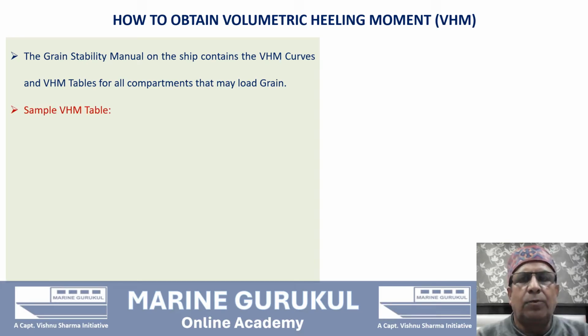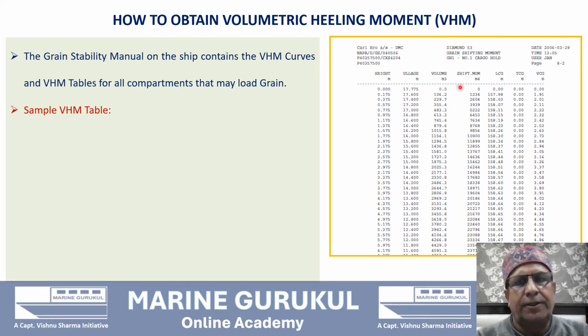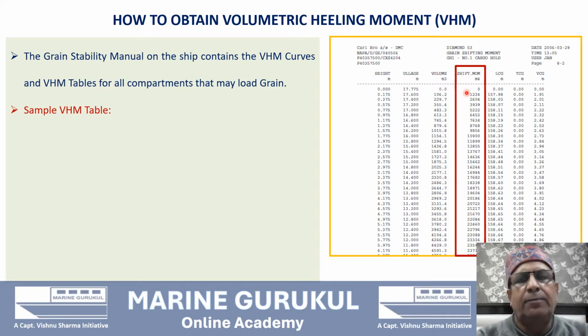Sample volumetric heeling moment table is as shown on the screen here. Now these tables and the curves are ship specific, like this one is for Diamond 53, and also they are compartment specific, like this one is for number 1 cargo hold. These tables can be entered with the height of the cargo or with the ullage of the cargo. Against the height or the ullage, we get the volume of the cargo in the compartment, and the fourth column, which is marked as shifting moment with units m raised to power 4, is the volumetric heeling moment.